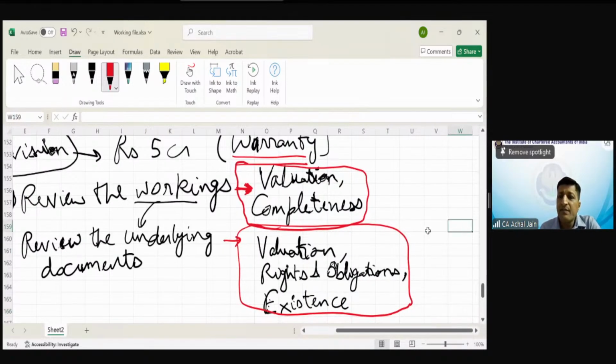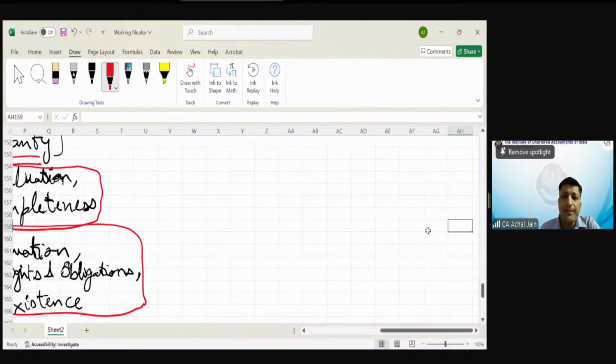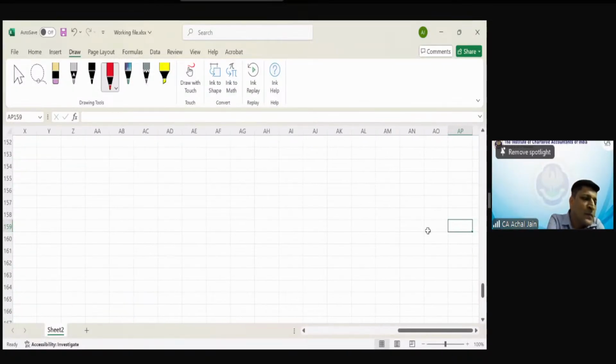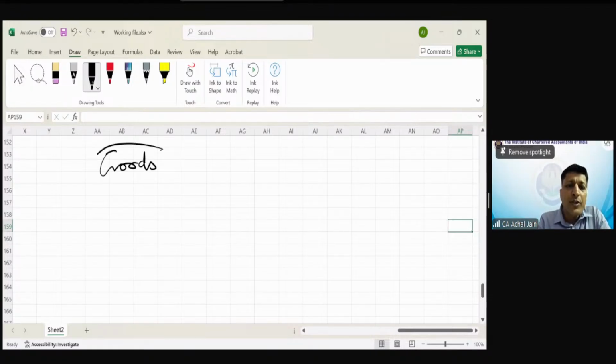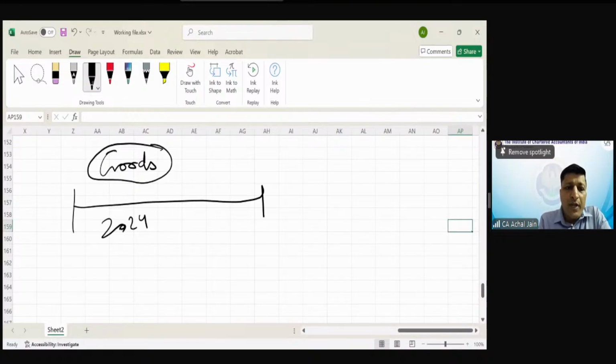Let's understand this with the help of an example. Say a company has sold goods during the year. Say in 24-25, some goods have been sold by the company during the year.